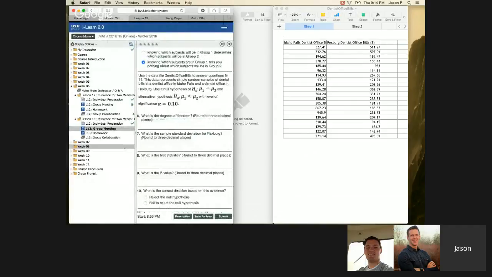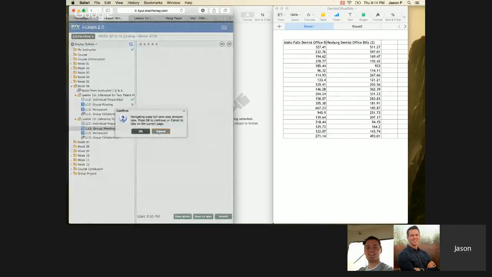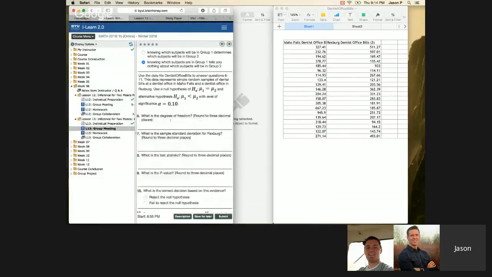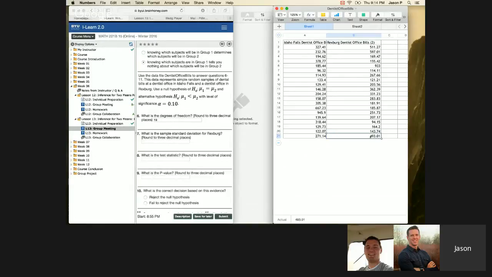So number 7, what is the sample standard deviation of Rexburg? For that, if you could do something for us real quick, Jason, just go down to the very bottom underneath Rexburg. That's the second column. The one below that. And then put in equals standard deviation dot S. I think it's just STDEV dot S.